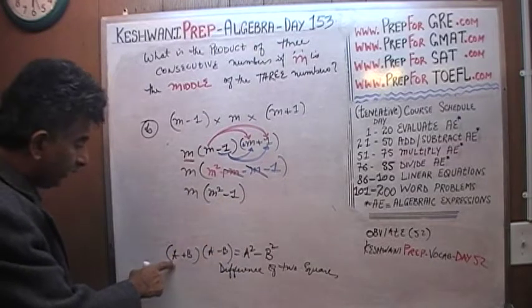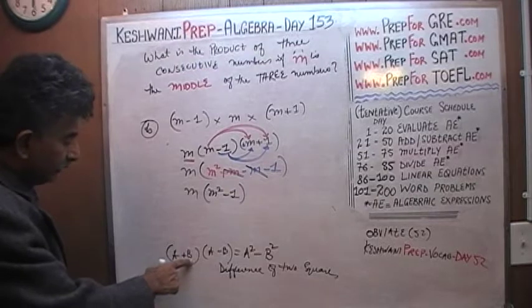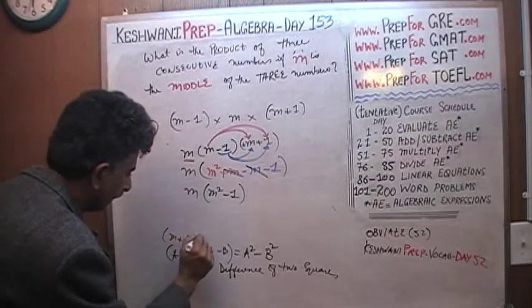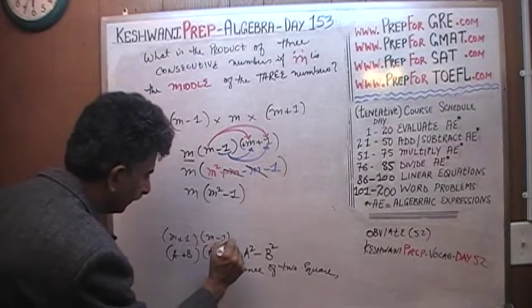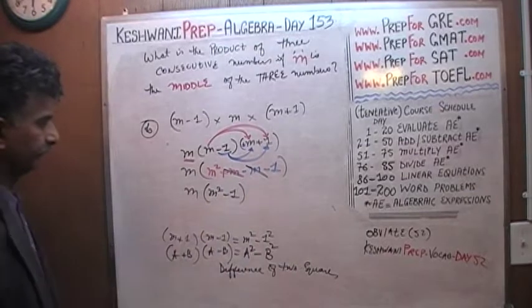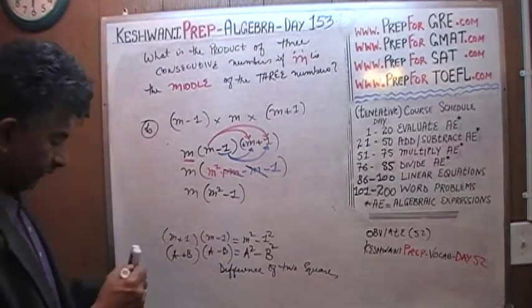Here m is your a and 1 is your b. M plus 1 times m minus 1 equals m squared minus 1 squared, which of course is just 1. We're still not done. Now we have to take care of this part.